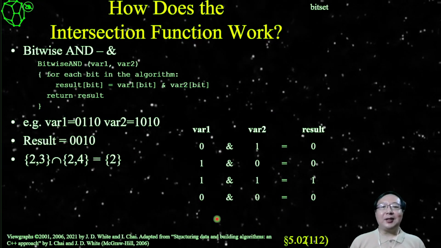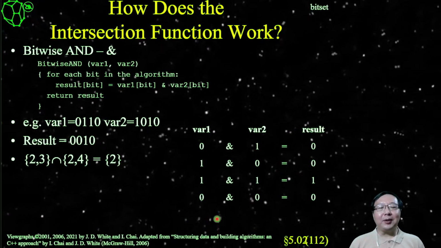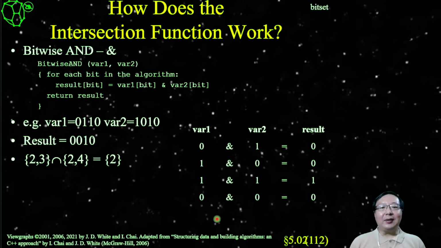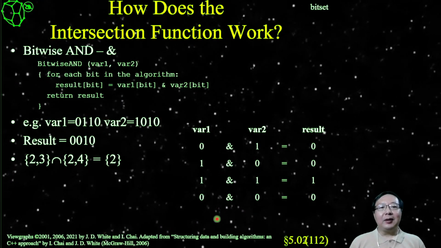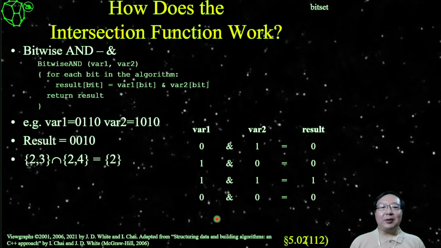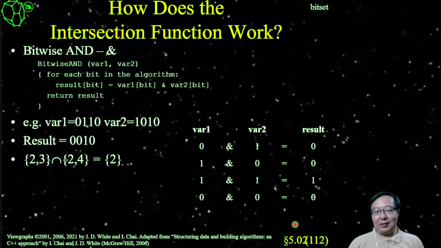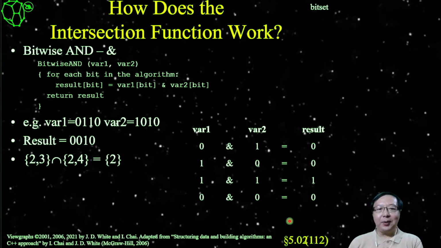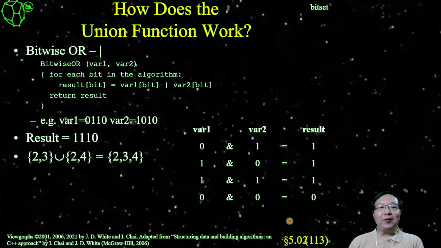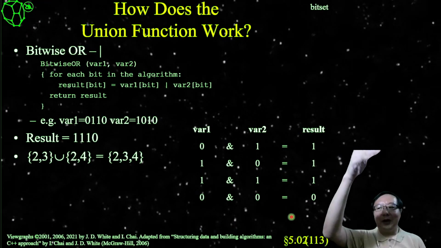How does the intersection function work? Well, we have bitwise AND. For each bit in the algorithm, the resulting bit is that bit AND with the other bit. So that's how the intersection function works. The union function is bitwise OR, so it's that bit or the other bit.